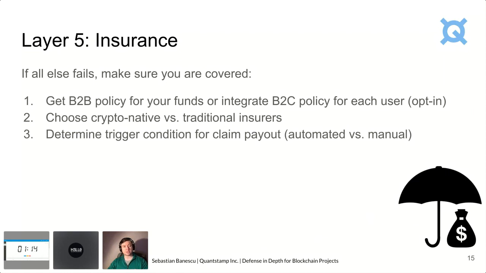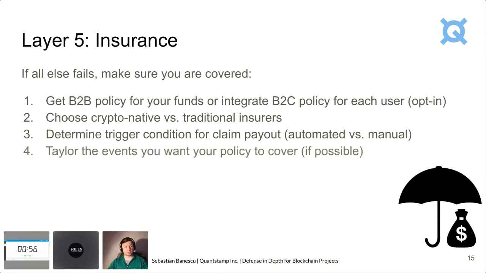You can also determine what the trigger condition would be for a claim. Would this be automated based on some oracle data, or would it be manual? Maybe there's a vote with a specific quorum of people who have tokens, and they vote whether this is a legitimate claim or not. There are trade-offs there, of course.